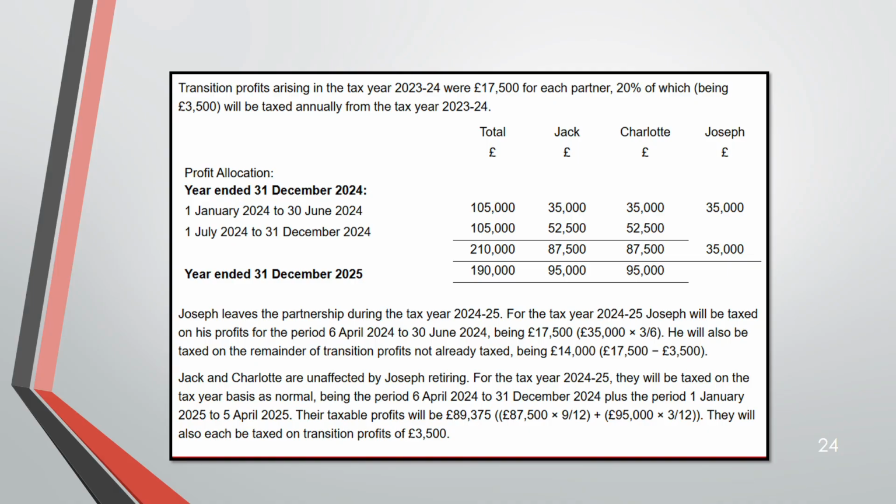So, they have given you the transition profit. See, they will give you this figure in your exam, okay? You don't have to calculate, and you always have to take 20%. So 20% of this is 3,500. This will be taxed annually from the tax year 23-24. That's a rule.